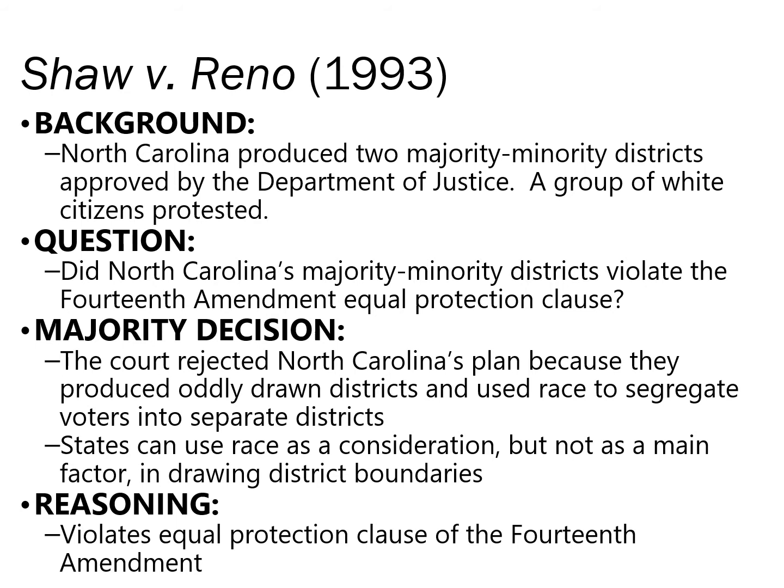The decision was yes. The North Carolina plan was rejected. The districts were oddly drawn, and guys, wait till you see them. I mean, they are just odd. And race was used to segregate voters into separate districts.